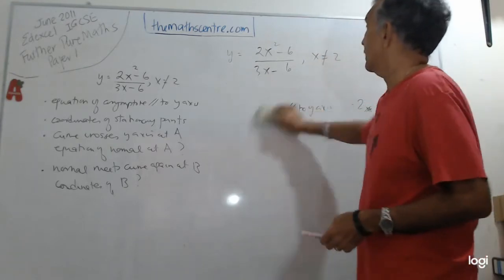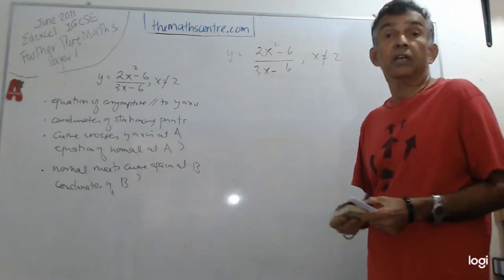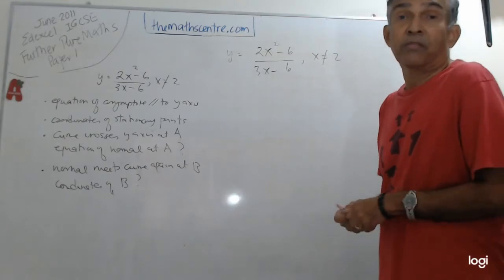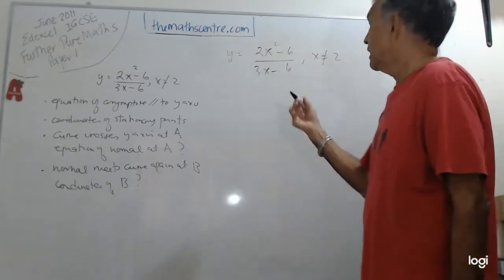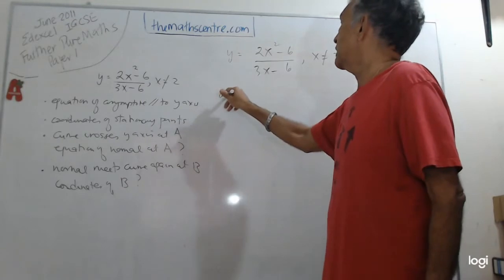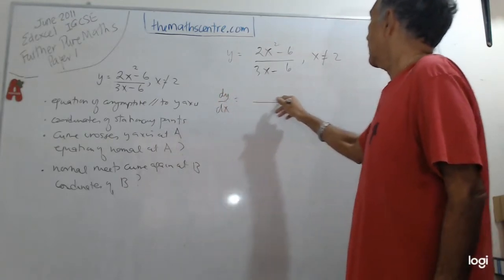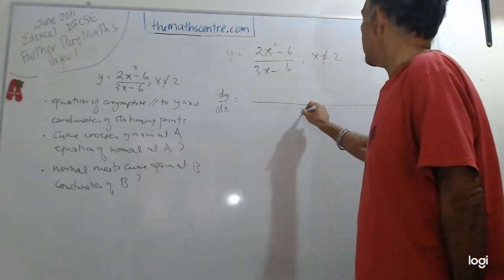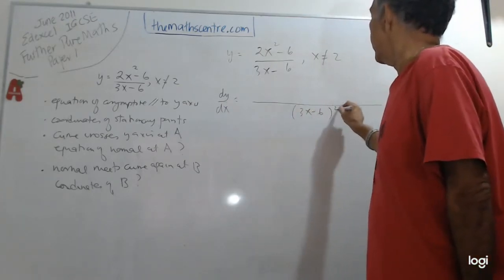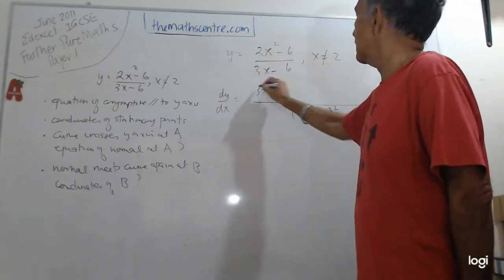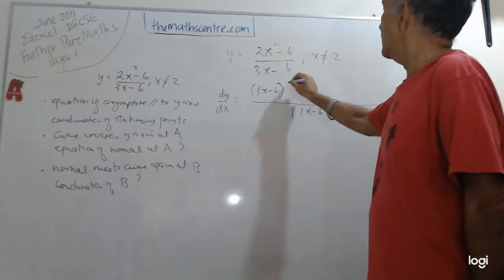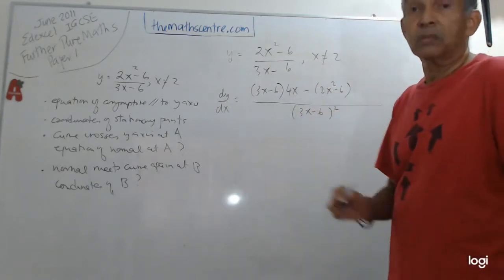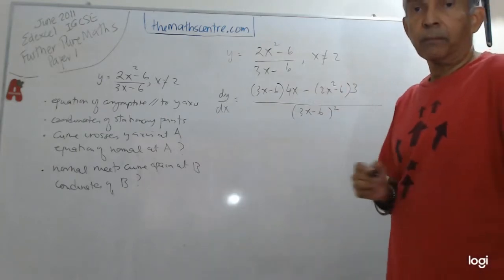We are asked to find the coordinates of the stationary points. No running away from this. We have to find dy/dx. We are using the u over v, the quotient rule. So I have (3x minus 6) squared as the denominator, then 3x minus 6 times the derivative of the top, 4x, minus 2x squared minus 6 times the derivative of the bottom, 3.